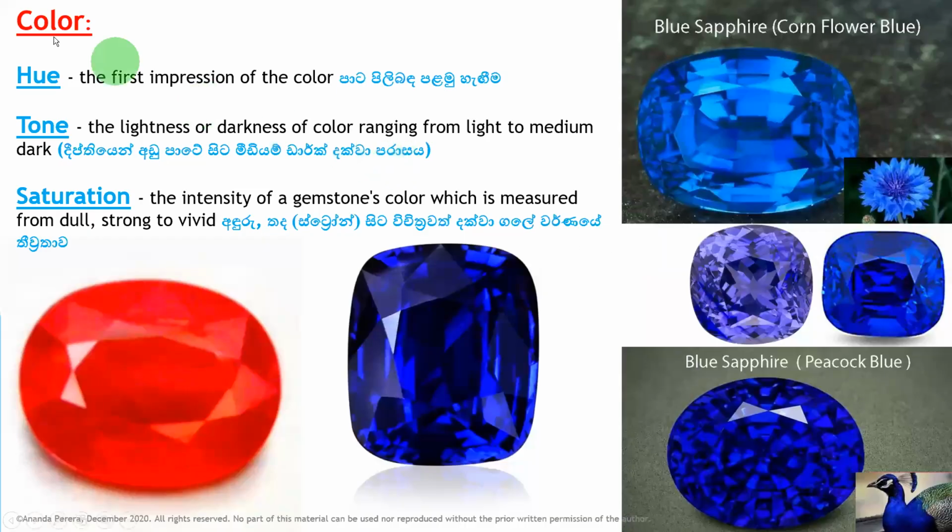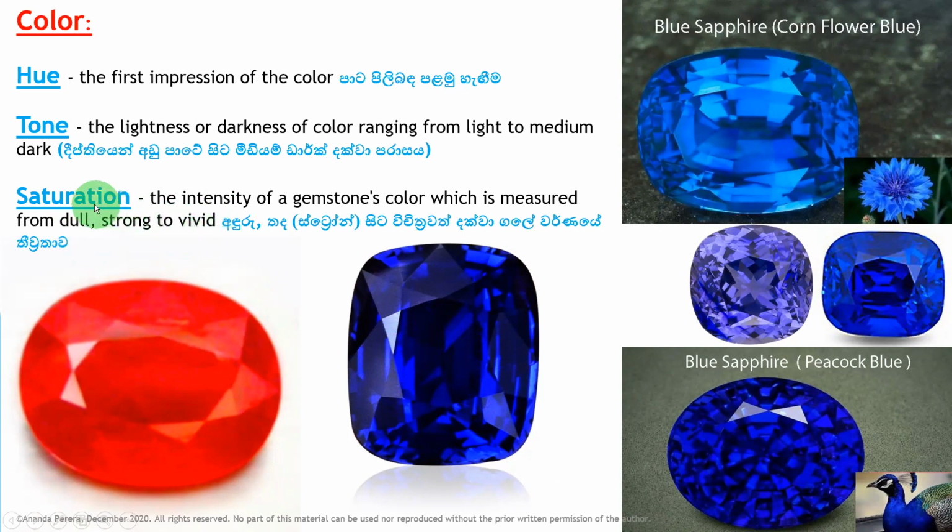Look at the color here. We can categorize color into another 3: hue, tone, and saturation. Hue means the first impression of the color. When we see the color, it gives some impression to us. That is hue. Tone is the lightness or darkness of color, ranging from light to medium dark. Saturation is the intensity of a gemstone's color, which is measured from dull, strong to vivid.